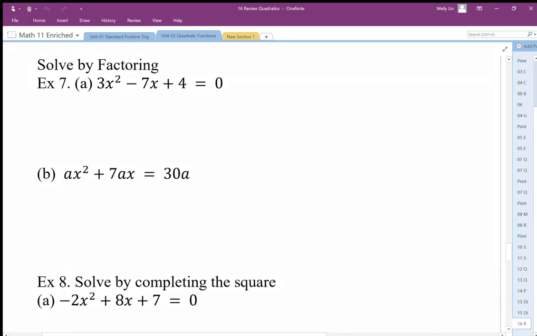So the algebraic methods of solving quadratic equations: we can solve some of these by factoring. That should probably be our first choice. So if we can factor something like this, we should try to factor this.